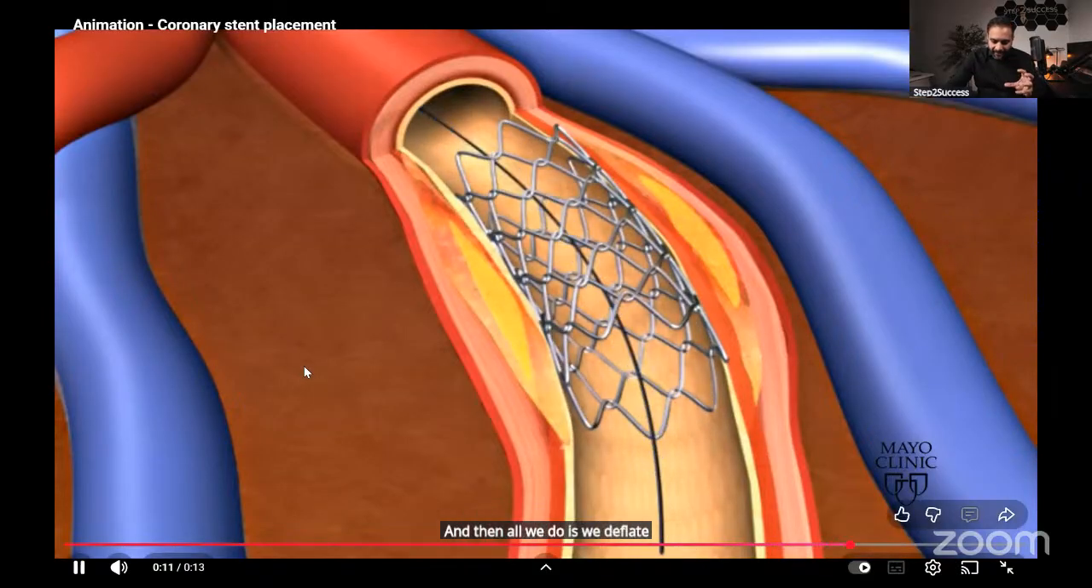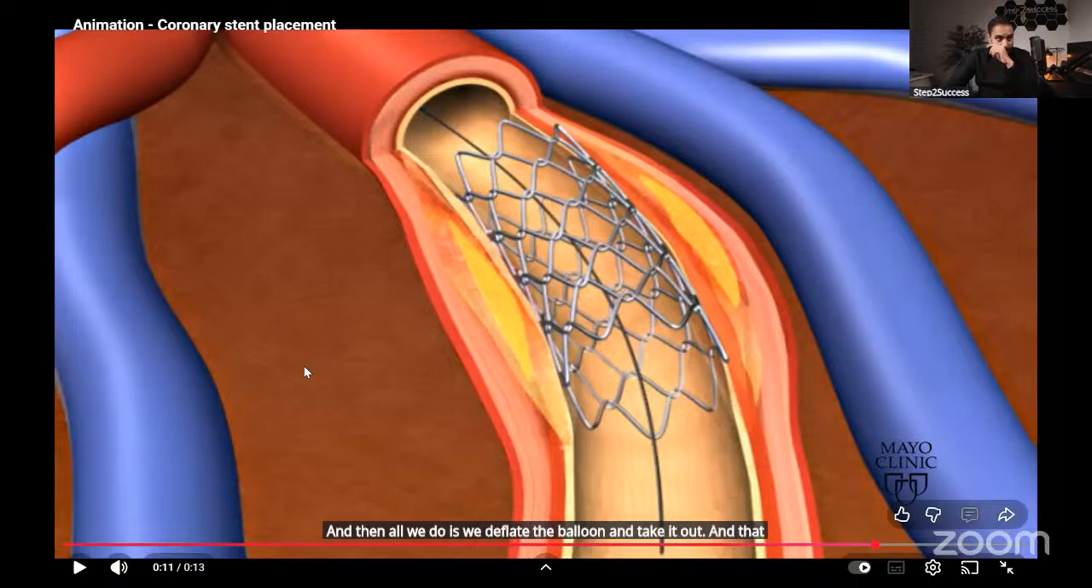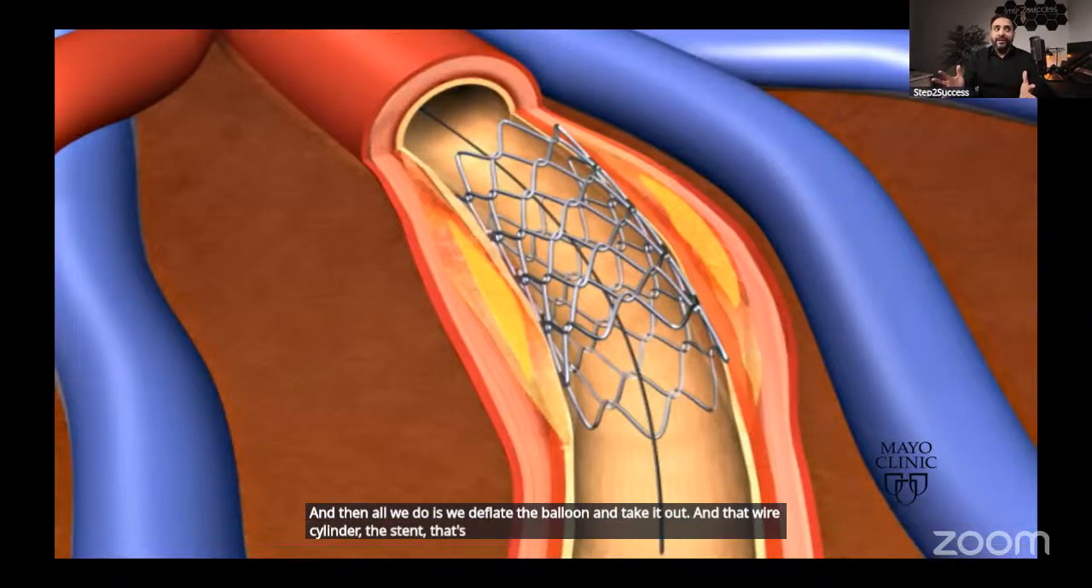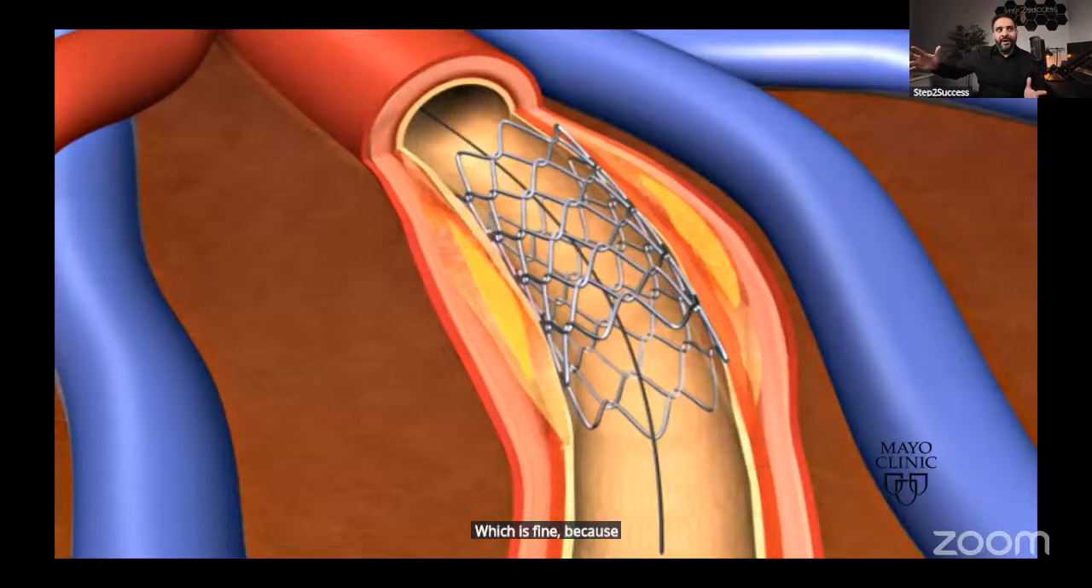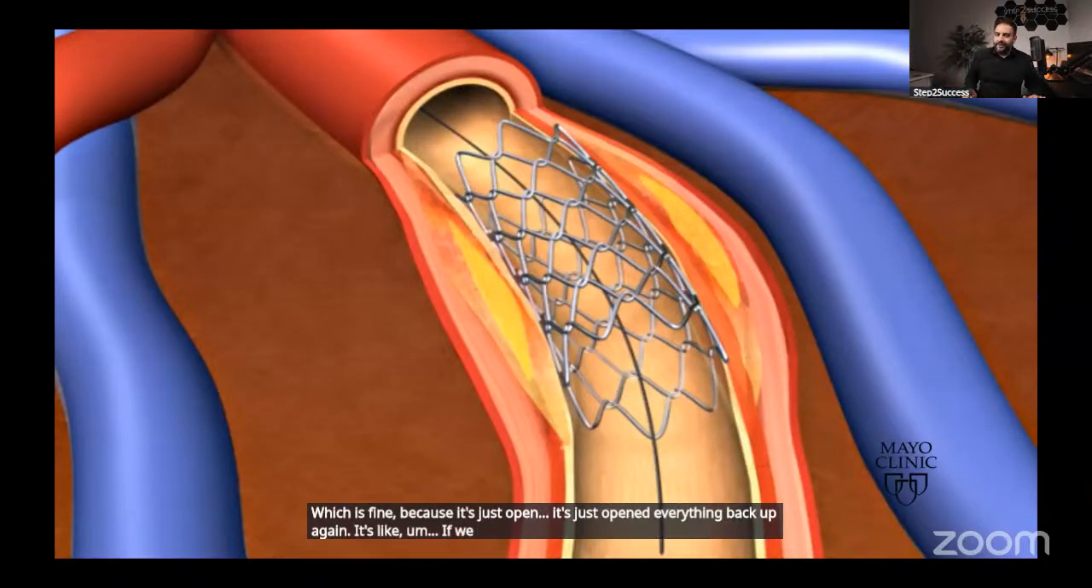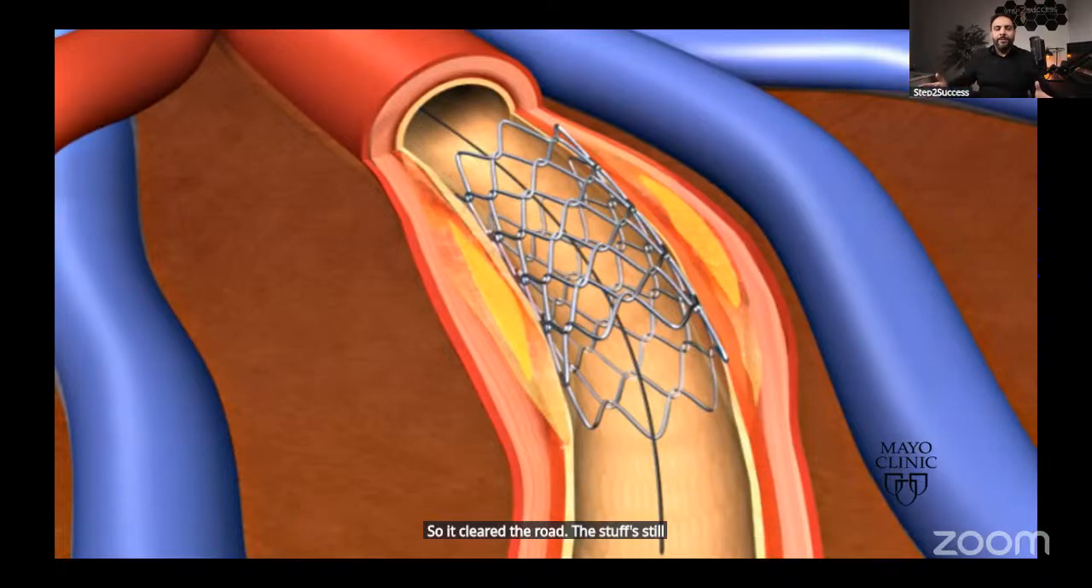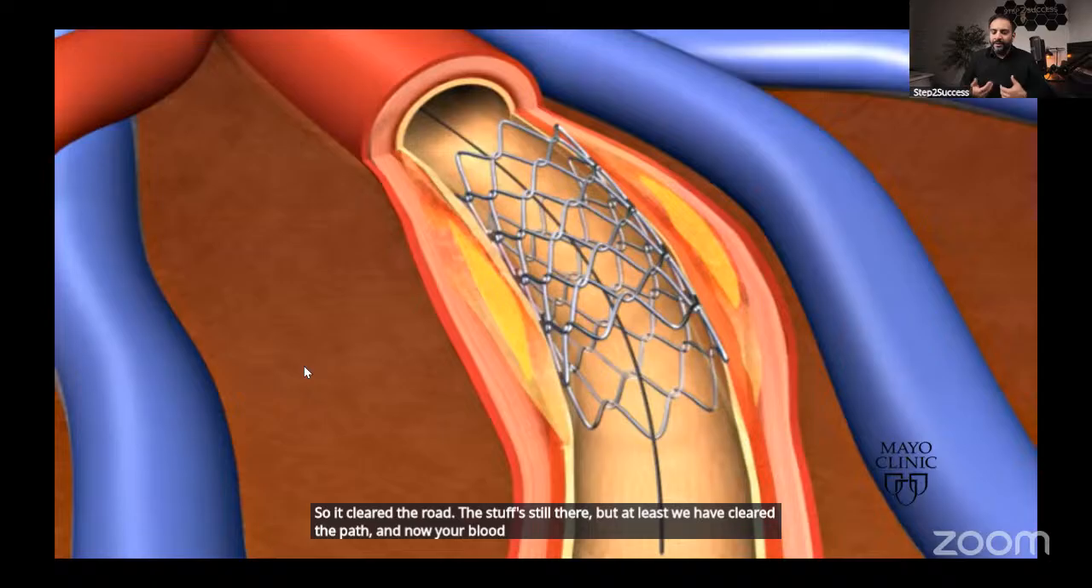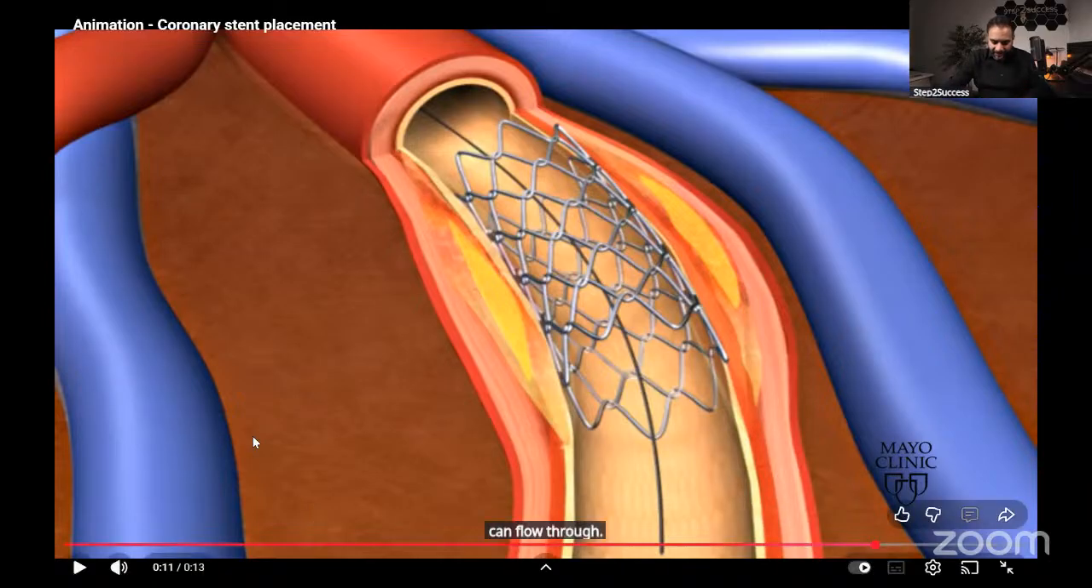And that wire cylinder, the stent, that's what that's called, stays there, which is fine because it's just opened everything back up again. It's like if we use the road example, we had loads of stuff in the middle of the road, and all we did was we moved it to the side onto the pavement. So it cleared the road. The stuff's still there, but at least we have cleared the path, and now your blood and your oxygen can flow through. That is what a stent is.